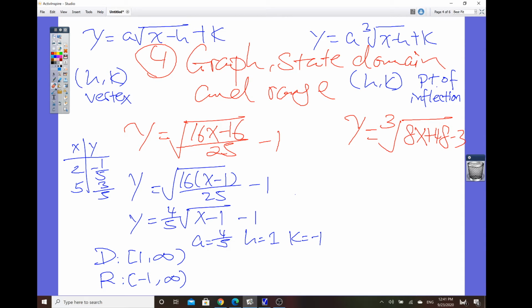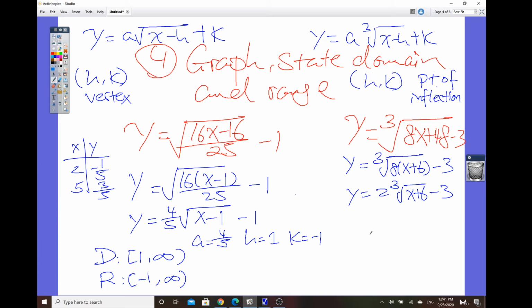So again, anything that you can simplify inside the radical, you always want to do that first. So it looks like we can take out the greatest common factor, which is what? 8. So we have cube root of 8 times the quantity x plus 6, and then minus 3. And one thing that we know, cube root of 8 is 2. So 2 cube root of x plus 6 minus 3.